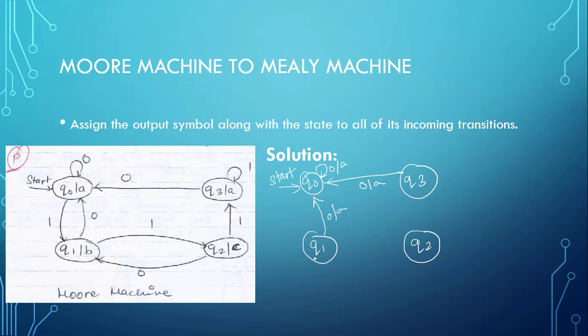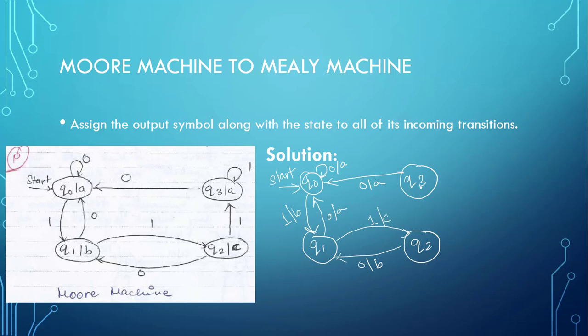Now let's talk about Q1 state. We have one incoming transition from Q0. The output symbol associated with Q1 was B, so we will assign 1/B. Another incoming transition is from Q2, so we will assign 0/B to that transition. Now let's come back to Q2 state. So here we have only one incoming transition, which is over 1, so we will assign C as the output symbol, as Q2 has C associated with it.